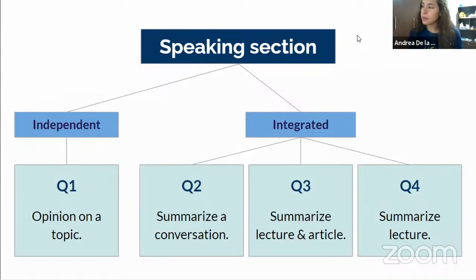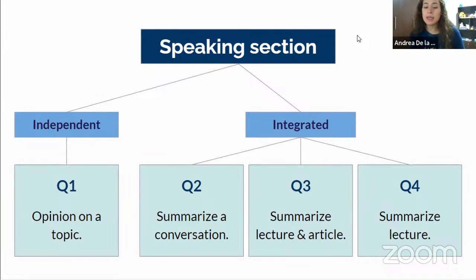Remember that for the reading and listening sections, it's black and white, right? You either answer one question correctly or you answer it wrong. It's either right or wrong. But what happens here in the speaking section? Basically, what you guys will have to do is you will get the questions. They will ask you to give your opinion or to summarize something, and they will record your response. You have to speak for a certain amount of time, and they will be recording your response.